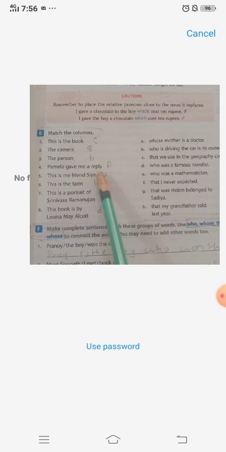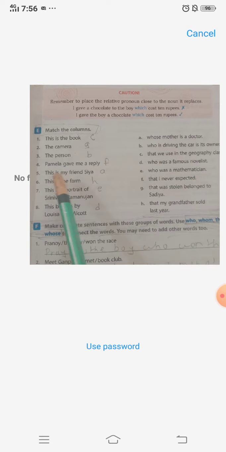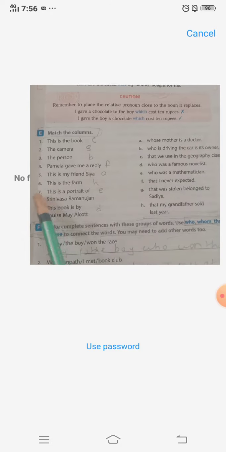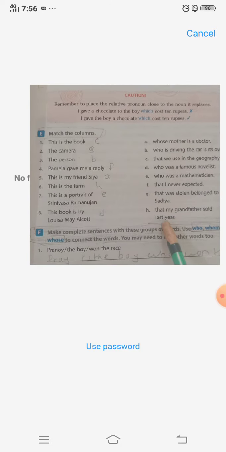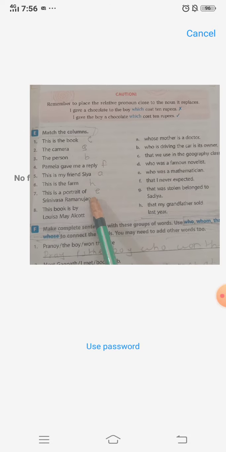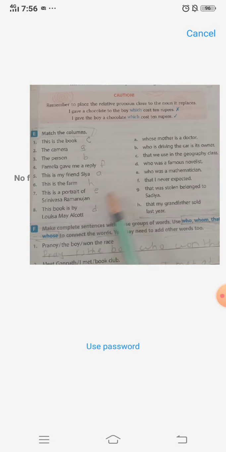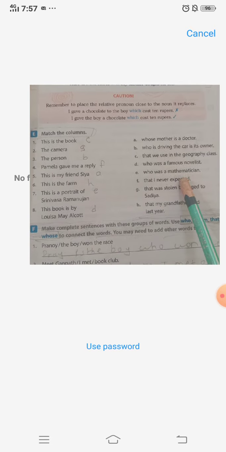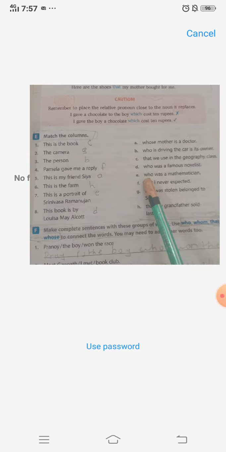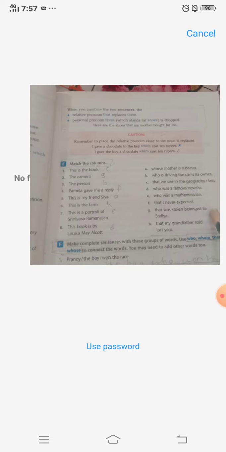Pamela gave me a reply that I never expected. This is my friend Sia, whose mother is a doctor. This is a farm that my grandfather sold last year. This is a portrait of Srinivas Ramanujan, who was a mathematician. This is a book by Louisa May Alcott, who was a famous novelist. So in this way you have to write the part and write down the numbers of the B column.